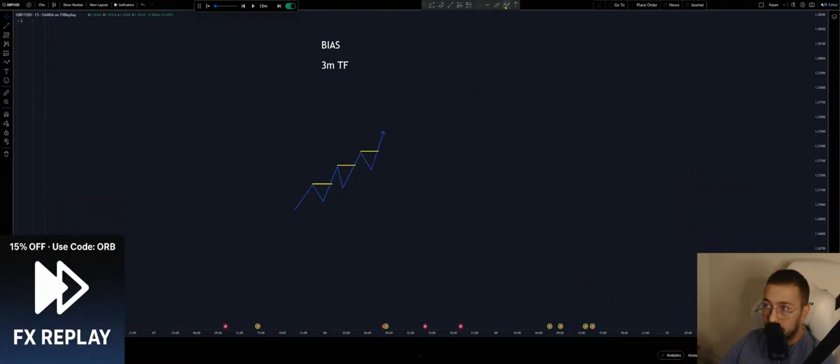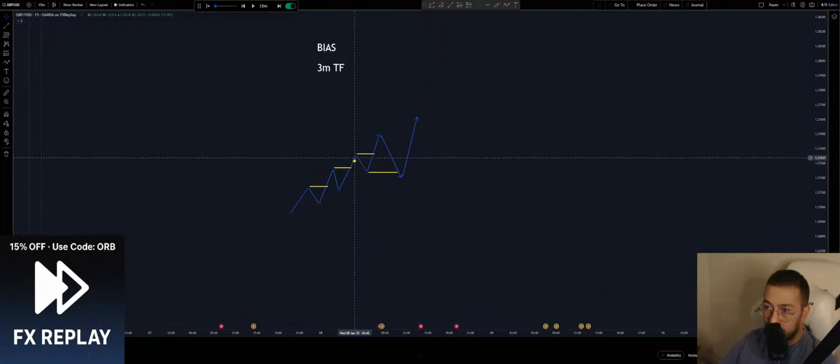How do you change your bias? So let's say the price is bullish and then we break structure to the downside here. So this either could be a change of character or a liquidity sweep to go back up. So what happens if this scenario appears? We have break of structure, then break of structure, and then we have a break of structure to the downside. You will still be looking for longs because this could be a liquidity sweep only.